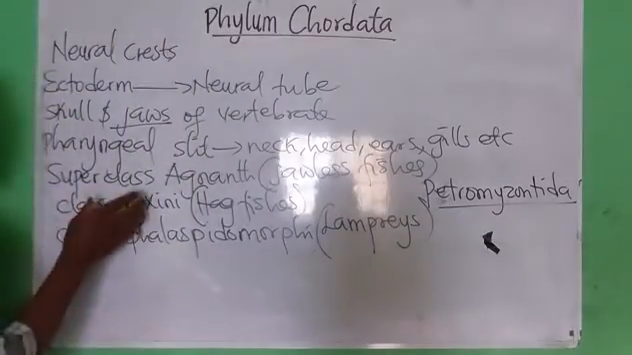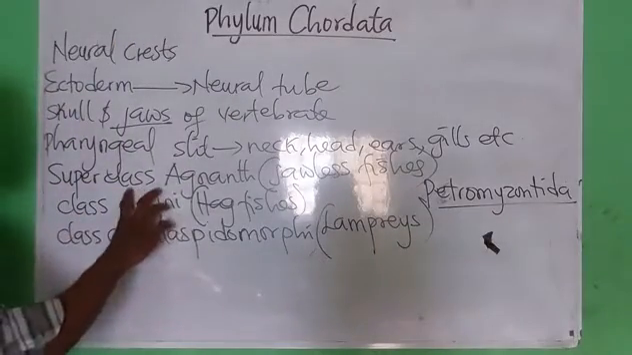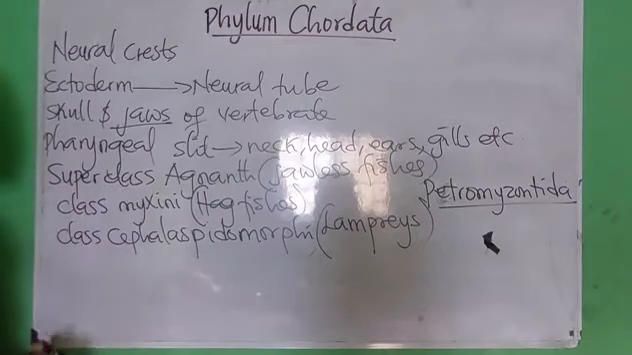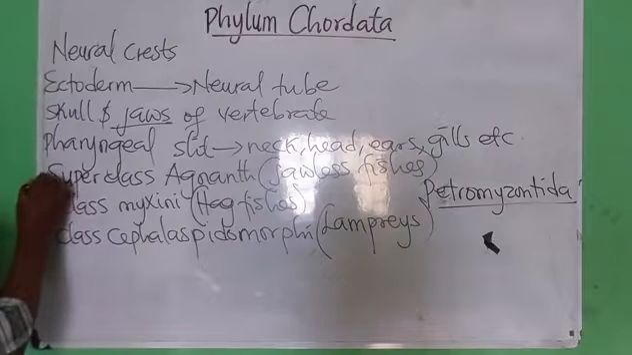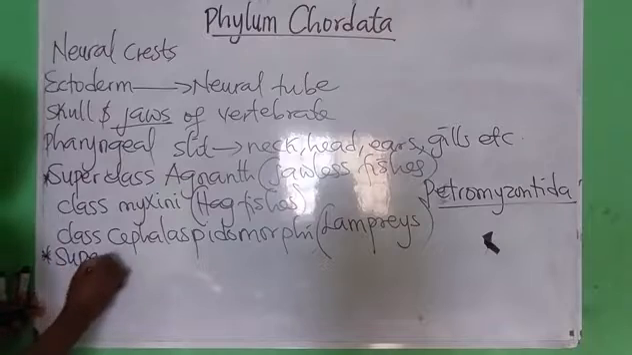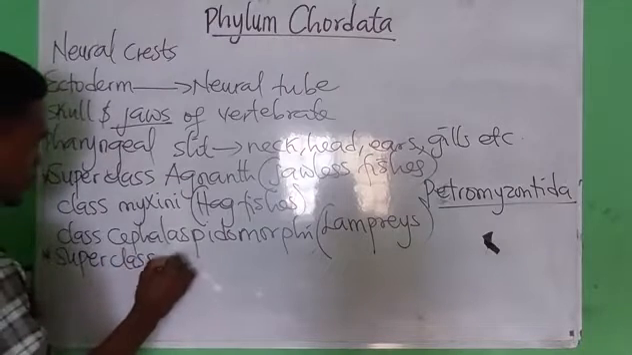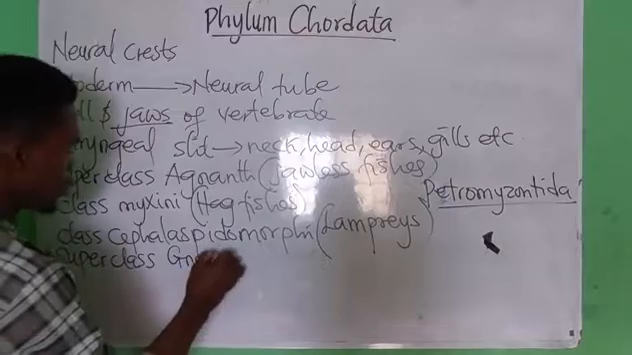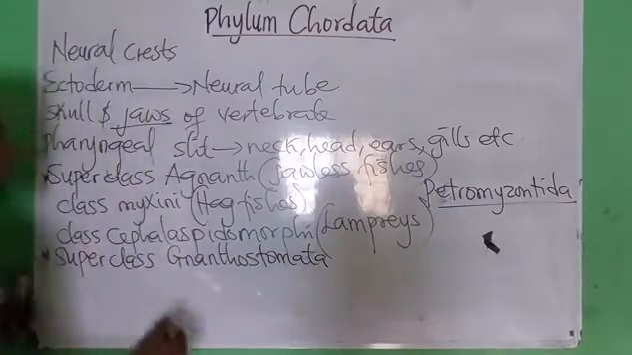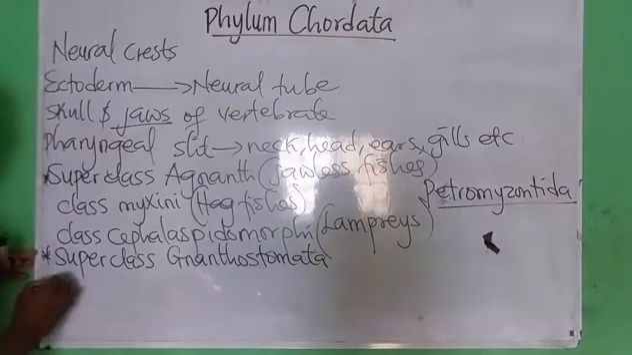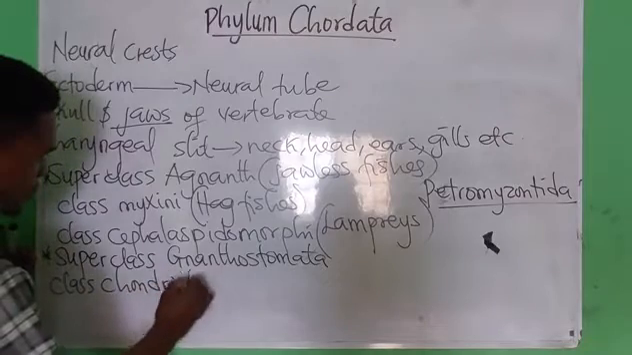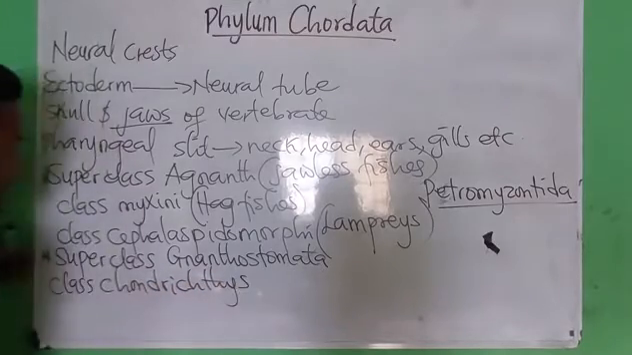So these are the two classes that are jawless, belonging to superclass Agnatha. This is the first superclass. The other superclass is superclass Gnathostomata. These are species that have jaws. You now have class Chondrichthyes.